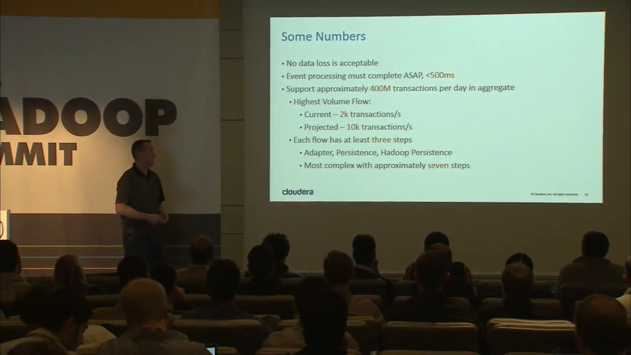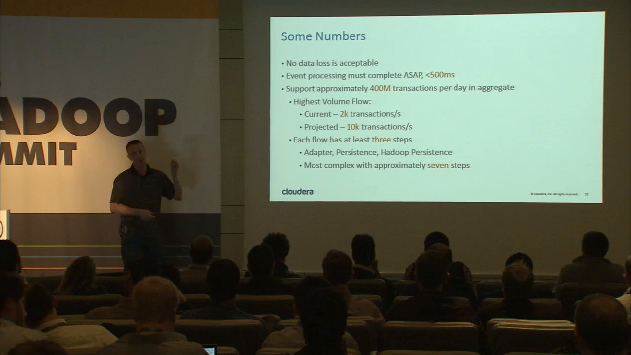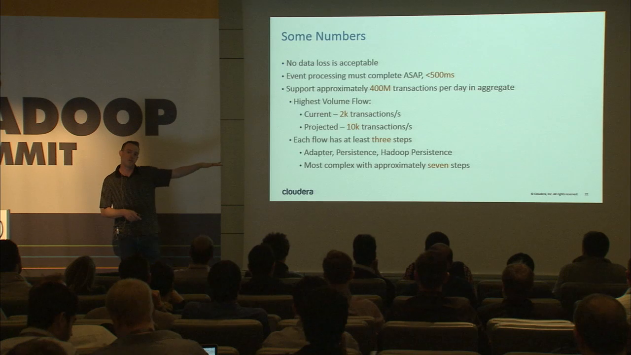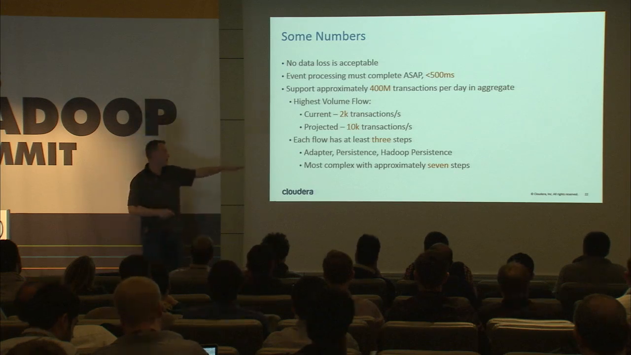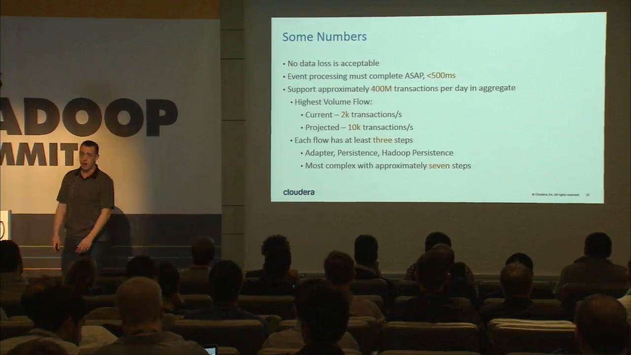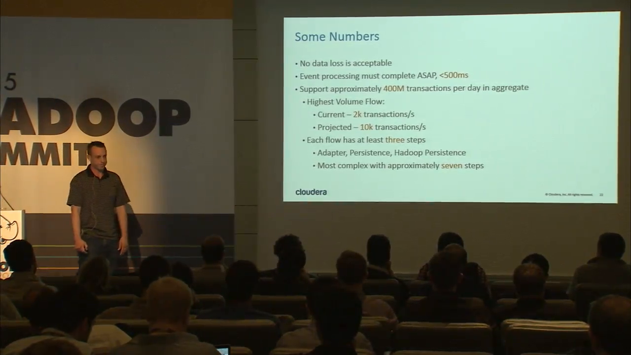Each flow has at least 3 steps. I kind of talked about these. There's an adapter step, there's a persistent step out to our reference data that I mentioned, and there's a Hadoop persistence. And then the one that I mentioned with the check deposits is the most complex, with about 7 distinct steps.